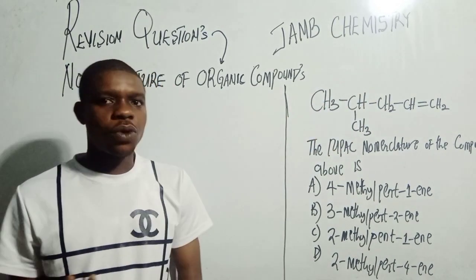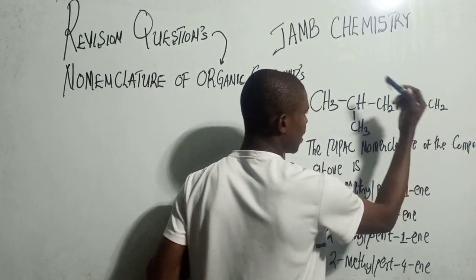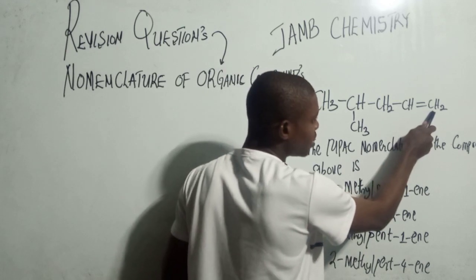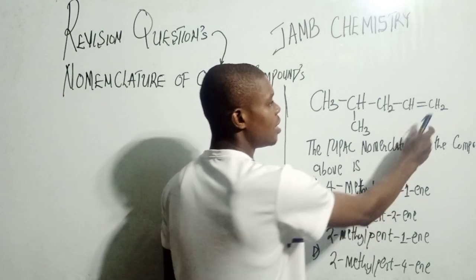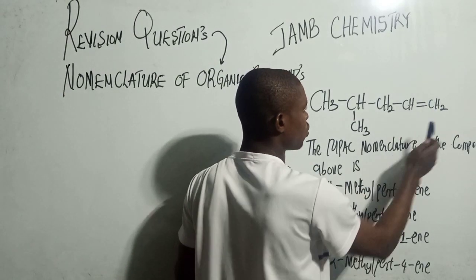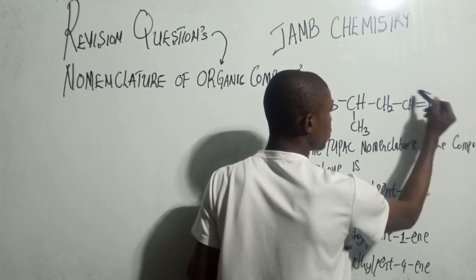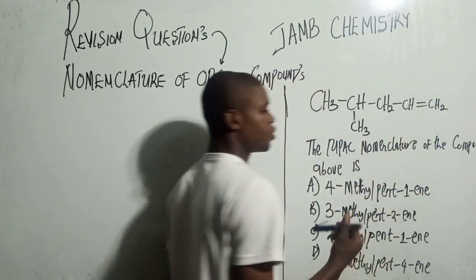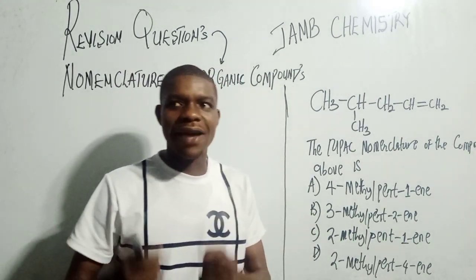The first thing you want to look at is the double bond here. There's a double bond here, right? The carbon atom that carries the double bond is carbon 1. Do you see that? So we start from here: 1, 2, 3, 4, 5. The parent chain carries 5 carbon atoms.